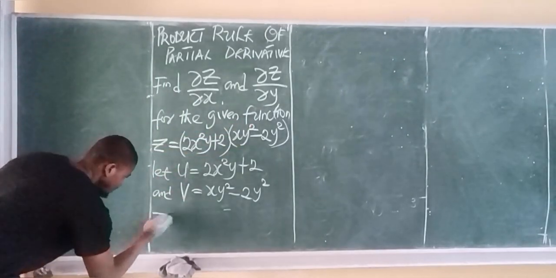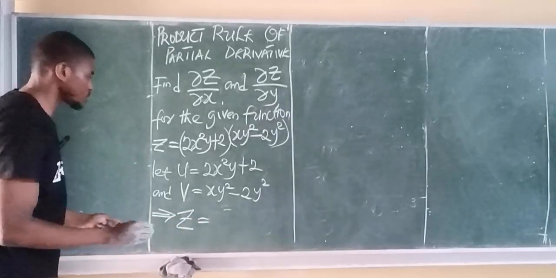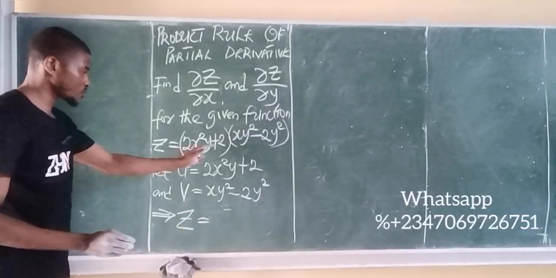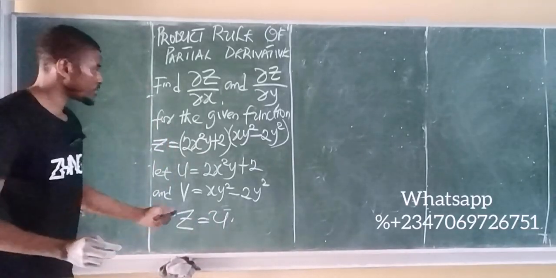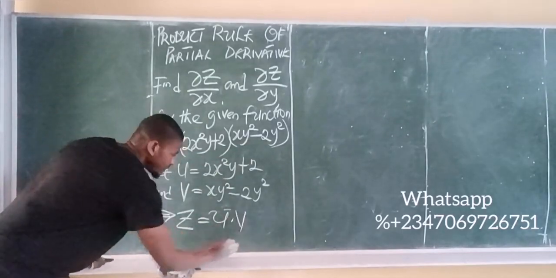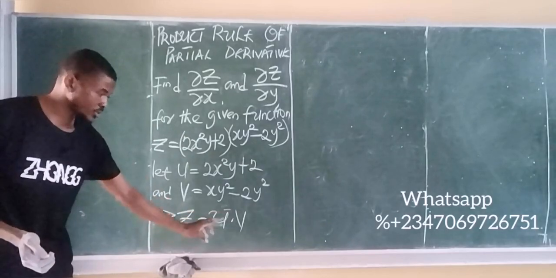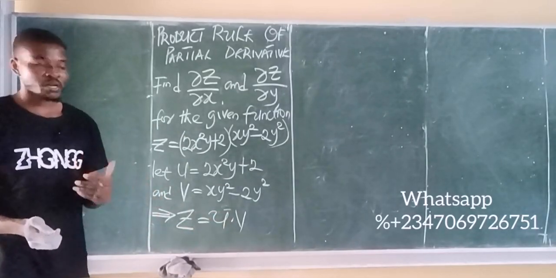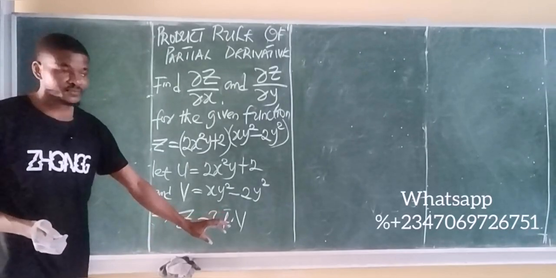This now implies that z itself now is simply equal to, in place of 2x squared y plus 2, I will simply have u, and in place of xy squared minus 2y squared, I'll simply have v. So this now looks like what? Product function u dot v, which means I'm going to employ what? The product rule to solve this partial derivative.